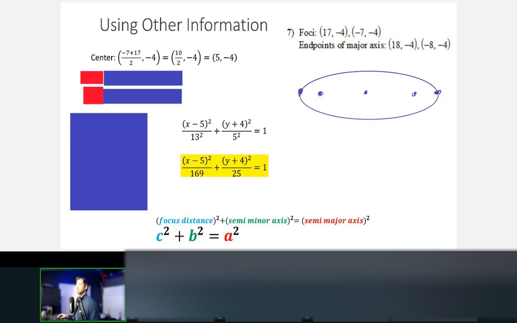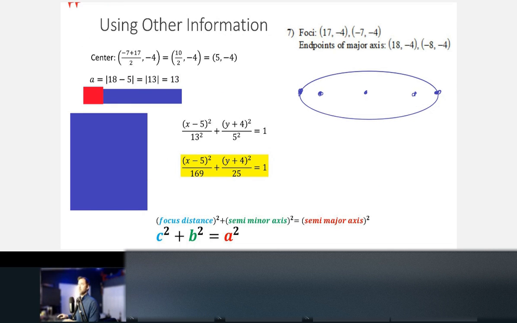Then we find the a value by finding the distance from the center to one of your endpoints, and I used my first coordinate. That's where I use that 18 from. So from our found center, from 5 to 18. So 18 minus 5, or 5 minus 18, it doesn't matter, but it's the absolute value, gets us 13.